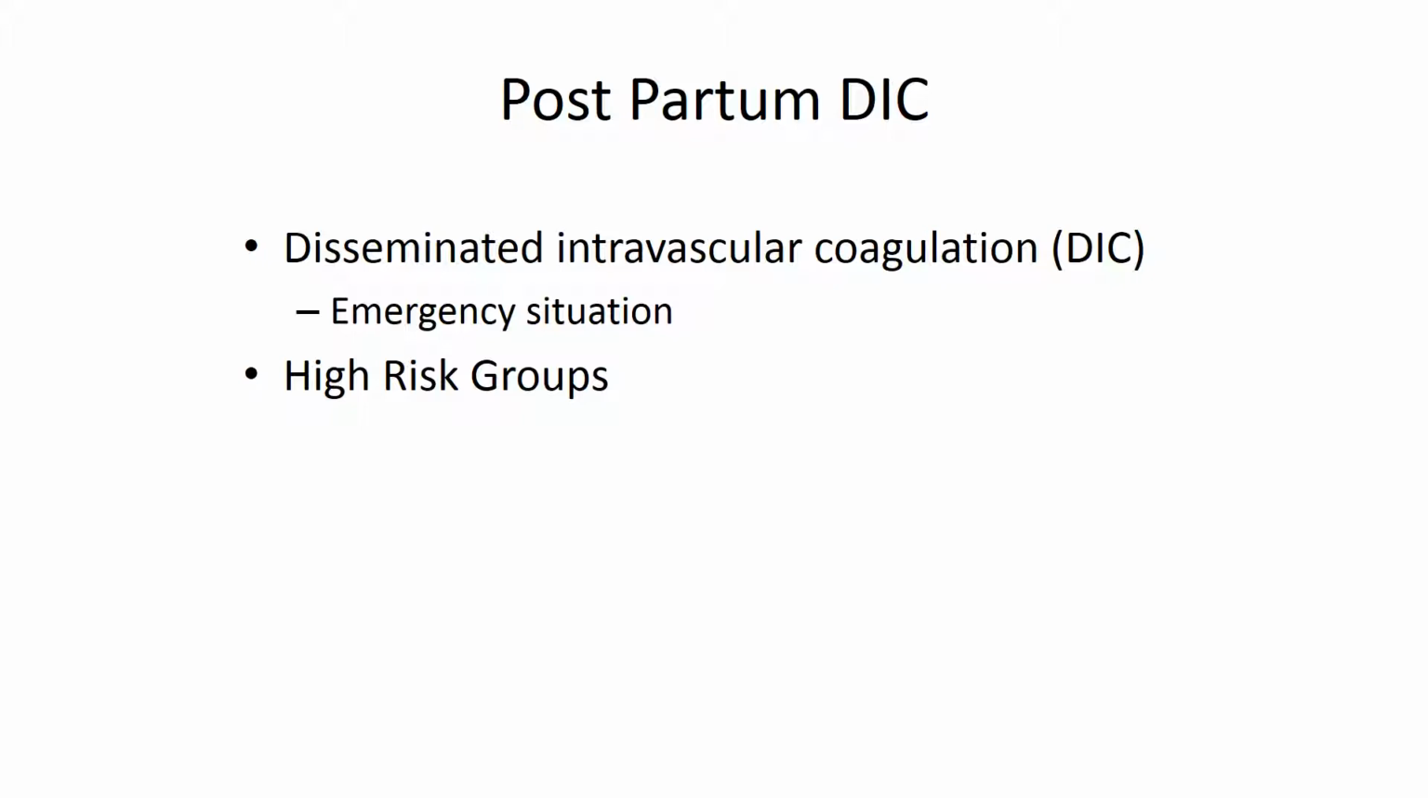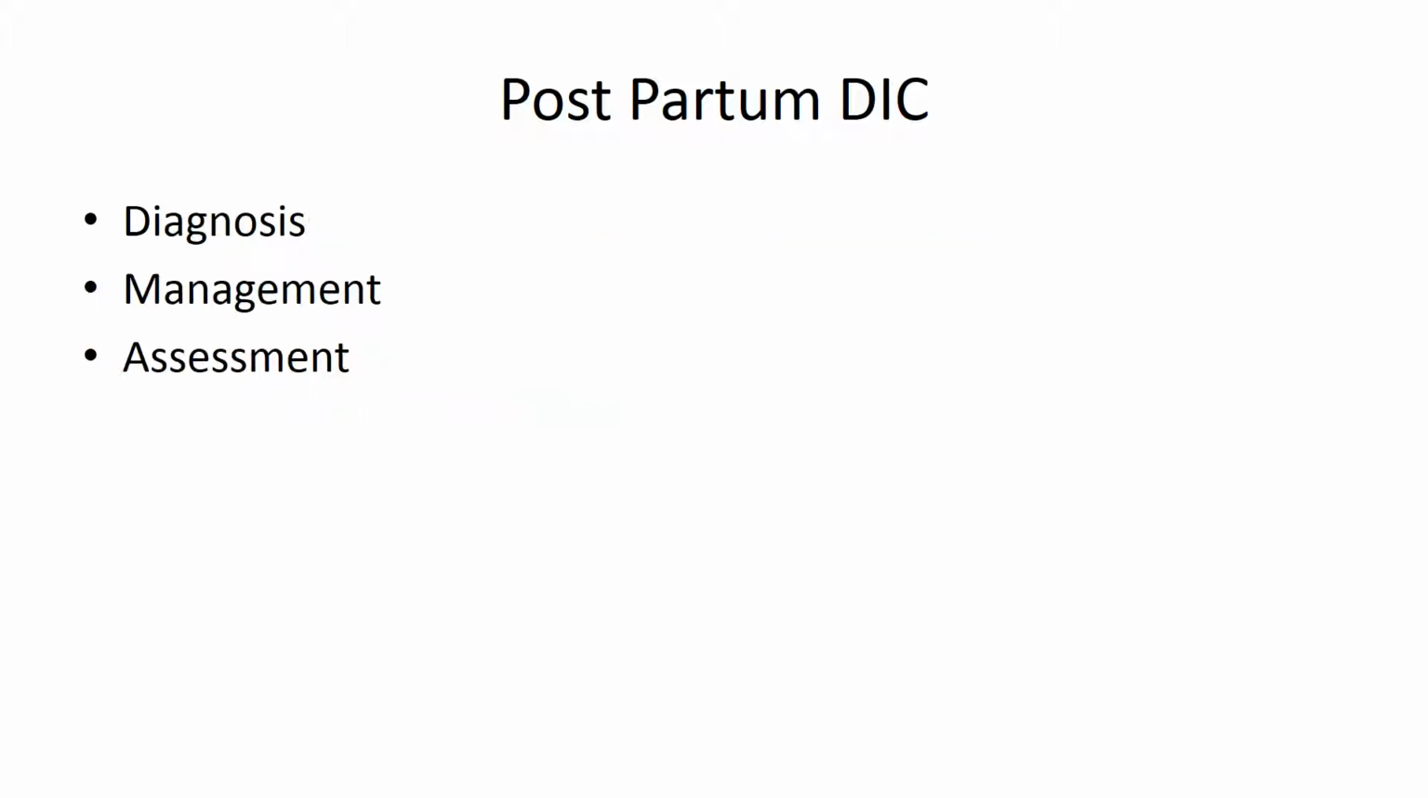High-risk groups include those that are having an acute postpartum hemorrhage, folks that had an abruptio, patients diagnosed with an amniotic fluid emboli, or those patients that had a fetal demise. Diagnosis is usually done by clinical findings. What do we see? We see uncontrolled excessive bleeding. We see petechiae. We see bruising. We see hematuria. We see occult blood in the stool.